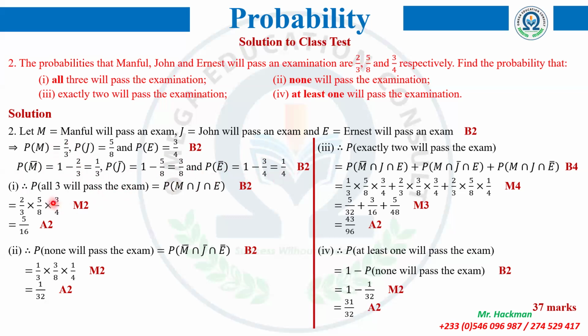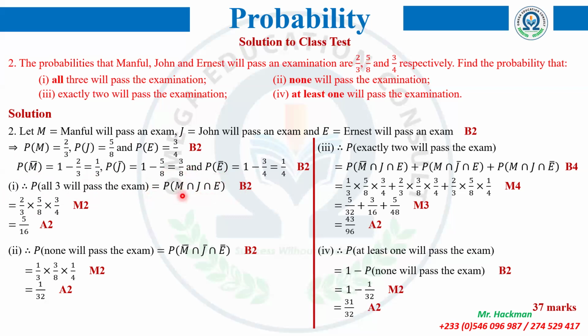Take note. So now that you know all the probabilities that you will need along the line, you come to part (i). What are you supposed to find? P of all three will pass the exam. So what do you do? If all three will pass, it means Manfo will pass, John will pass, and NS will pass. So it will be Manfo will pass, and John will pass, and NS will pass.